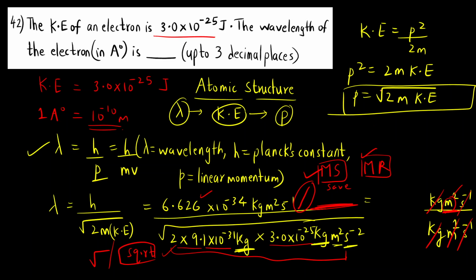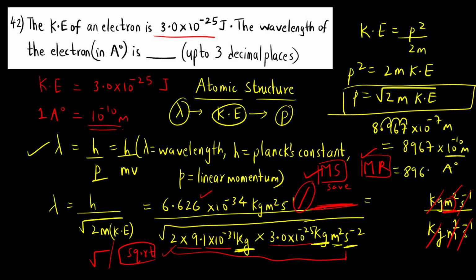So what will be the final answer for this? Final answer is going to be 8.967 into 10 raised to minus 7 meter. We want it in Angstrom, so 10 raised to minus 10. So we'll shift like this: 8967 into 10 raised to minus 10 meter. 10 raised to minus 10 meter is Angstrom.